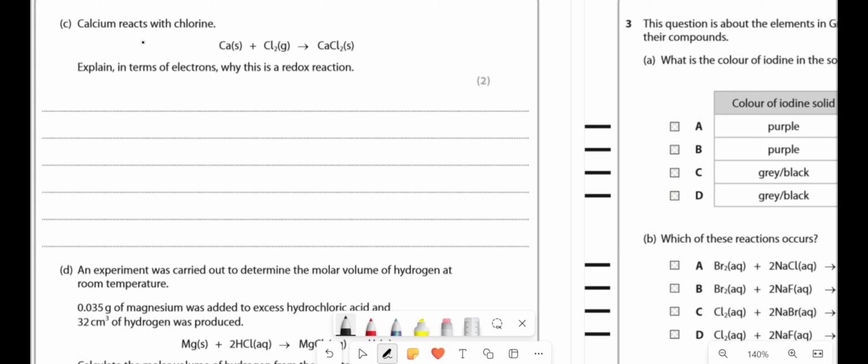But a lot of people just said this, and then this, and maybe that, and that was it. And I was like, well, how does that link to the reactivity part? Do what the question's telling you: trend, reactivity, something to do with electron configurations. Go for it. Next. Calcium reacts with chlorine.